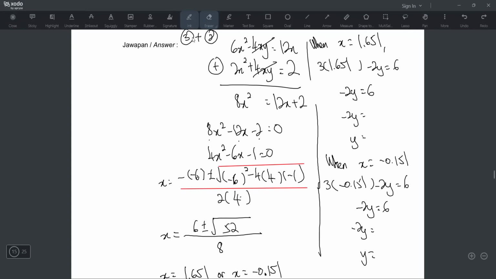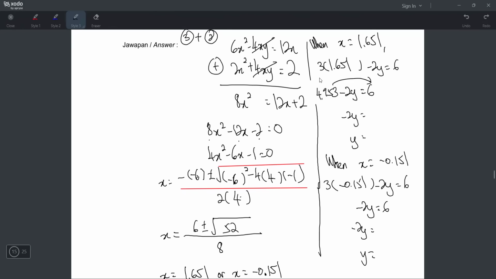Okay, so let's write it there first. 4.953. And then move it over. So 6 minus answer. So I got 1.047. Oh my god, I almost dropped my calculator. Okay, so 1.047. Divide by negative 2. So what do you get? Negative 0.5235. But you only write 3 decimal places, so negative 0.524. Okay, that's one of the answers.